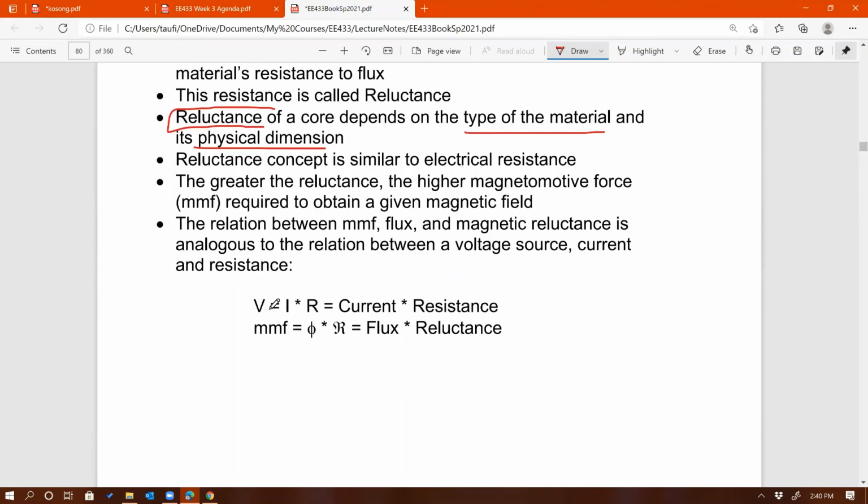So it's good to be able to model magnetic circuits with electrical circuits. In electric circuits, by Ohm's law, you know that voltage is equal to I times R. By analogy, in magnetic circuits, voltage is MMF, current is flux, and resistance is reluctance. Therefore, MMF is equal to flux times reluctance in a magnetic circuit. Again, it's convenient to be able to use electric circuits to model magnetic circuits.